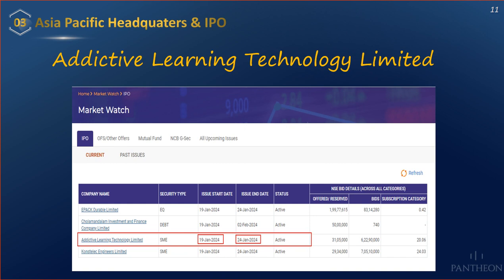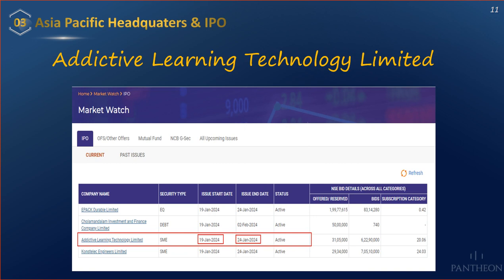Okay, Additive Learning Technology Limited. Due to today being a full-day stock market close, NSE has issued a latest notice indicating that the subsequent schedule for the Additive Learning Technology Limited IPO will be postponed by 1 day, with the application deadline extended from the 23rd to the 24th. The specific dates are as follows.